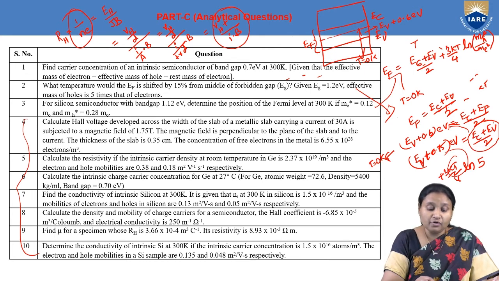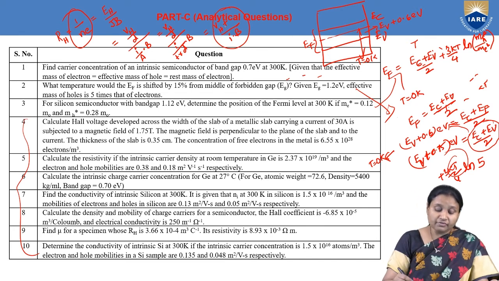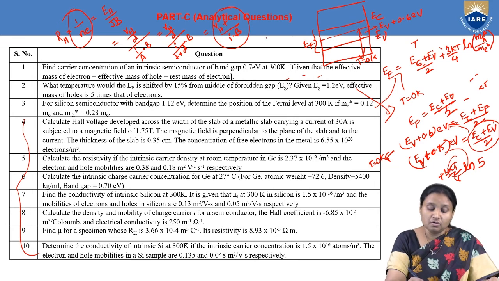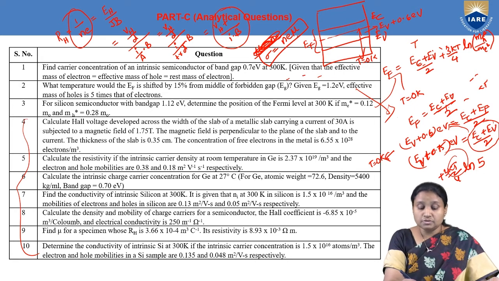Also, if Hall voltage is given, we can find Hall coefficient. If Hall coefficient is given, we can find Hall voltage. And we can also find mobility and conductivity. So here, when we are talking about conductivity and mobility, the relation between conductivity and mobility is sigma equal to Ne mu. So using this relation, we can find mobility or conductivity.